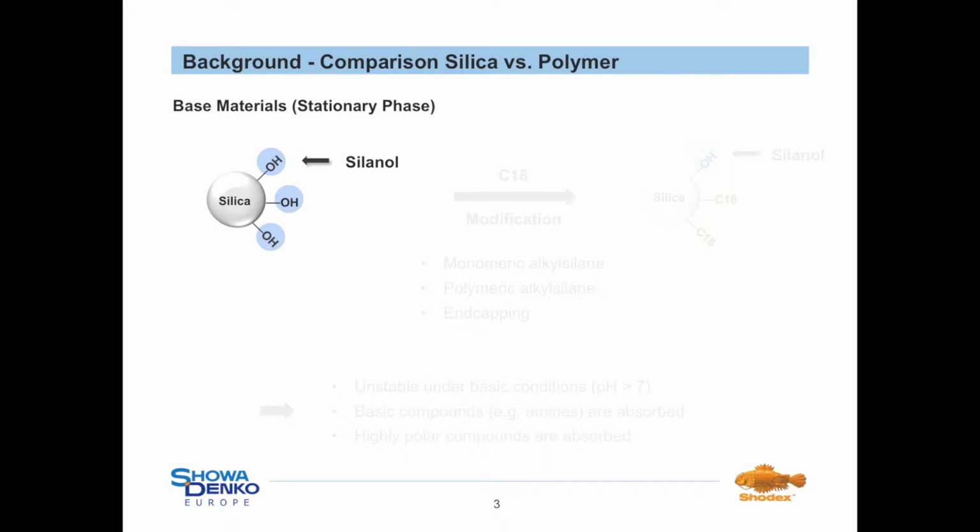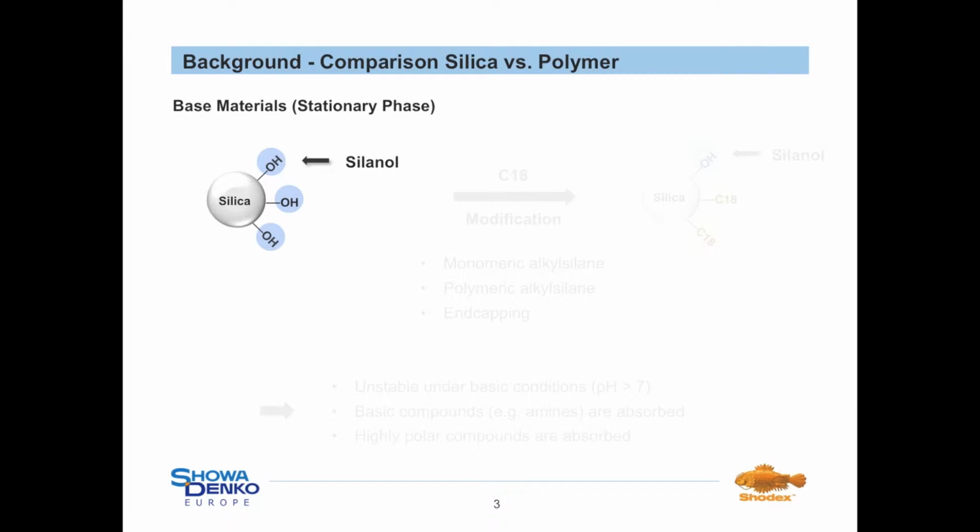Shodex's focus lies on manufacturing HPLC columns which consist of pure polymer-based stationary phases instead of silica-based ones. The most important reason is that polymer-based particles are chemically more resistant and offer therefore a broader application range.